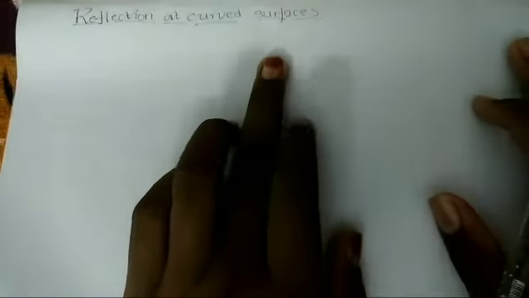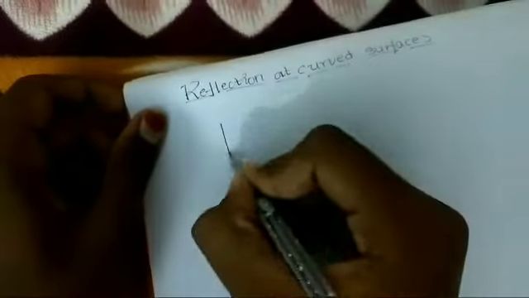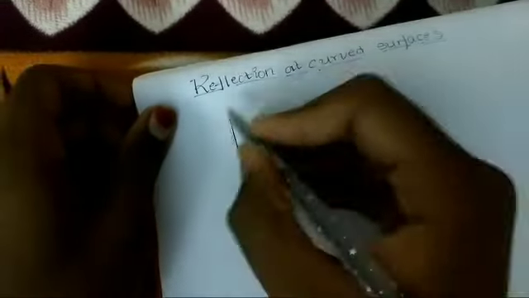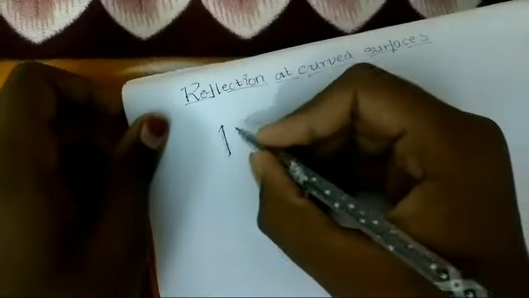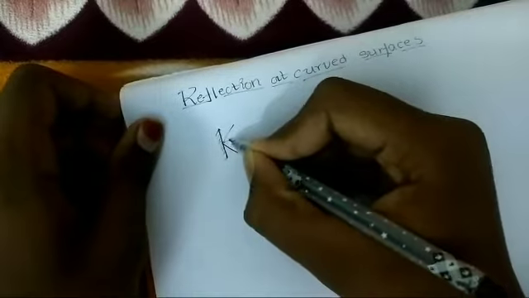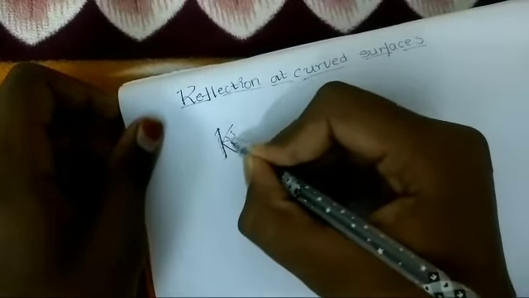I think you have learned about plane mirrors. Plane mirrors look like this, and there are some rules, like the angle of incidence is equal to the angle of reflection with respect to the normal. Angle of incidence is equal to angle of reflection, I is equal to R. After learning that, we can learn these curved surfaces. This is angle I equal to angle R for plane mirrors.